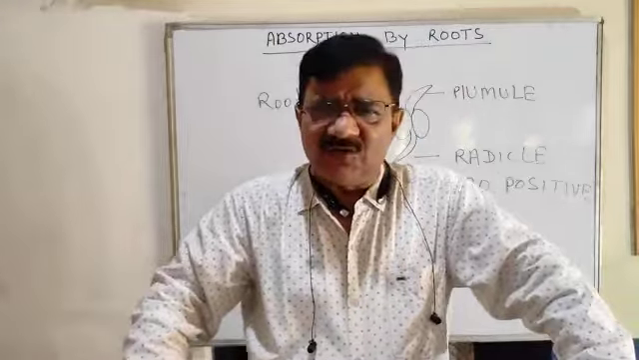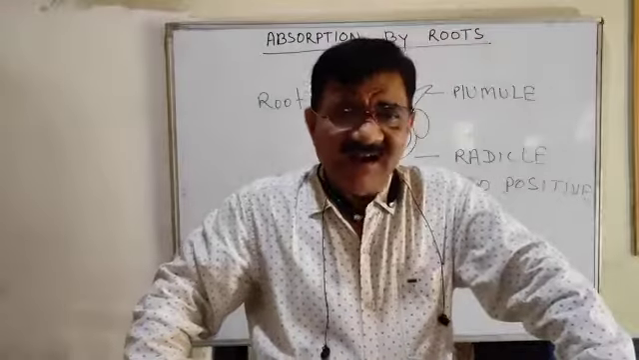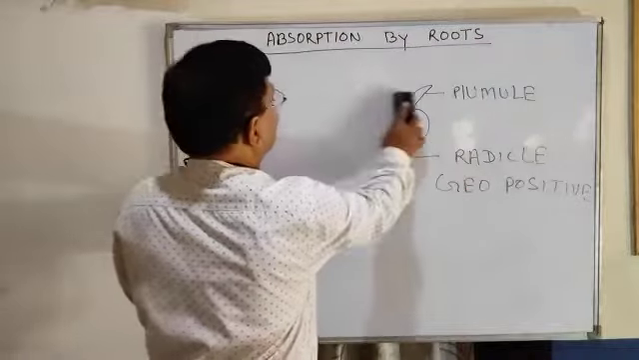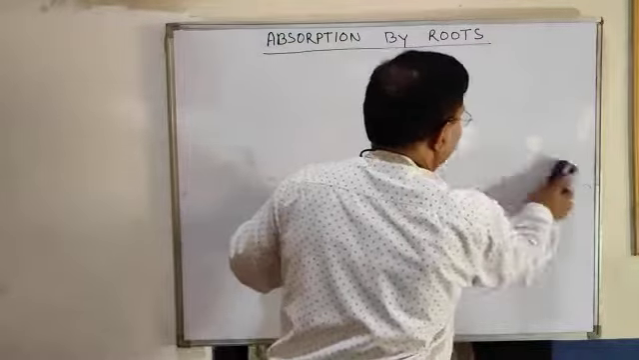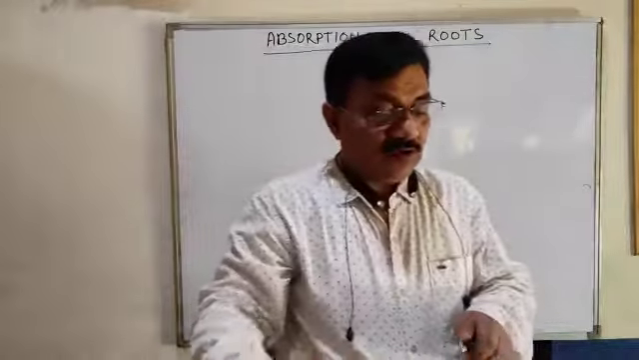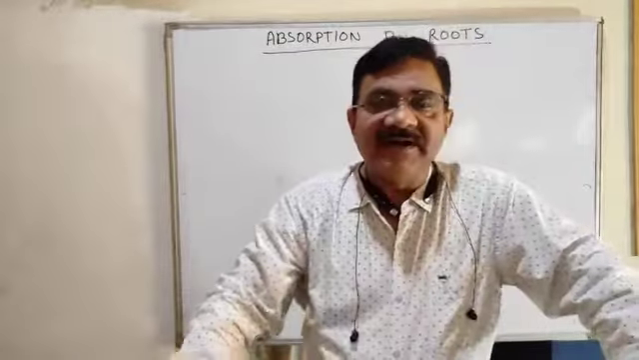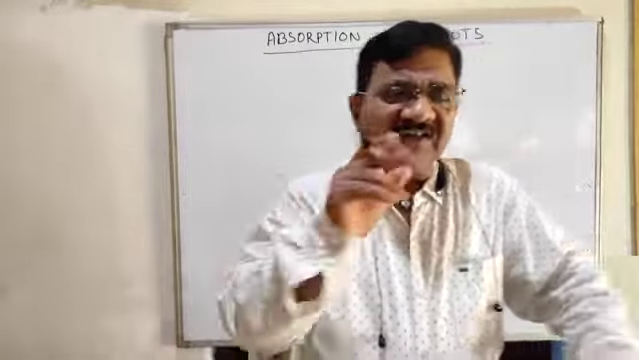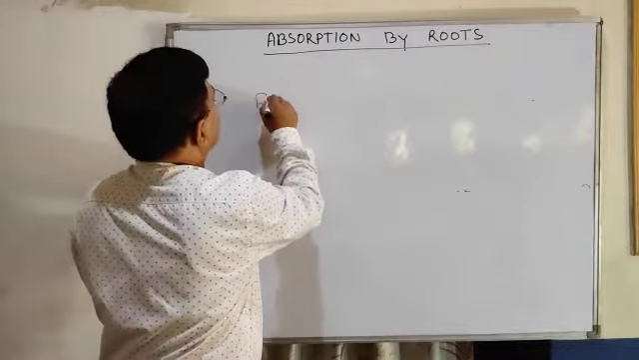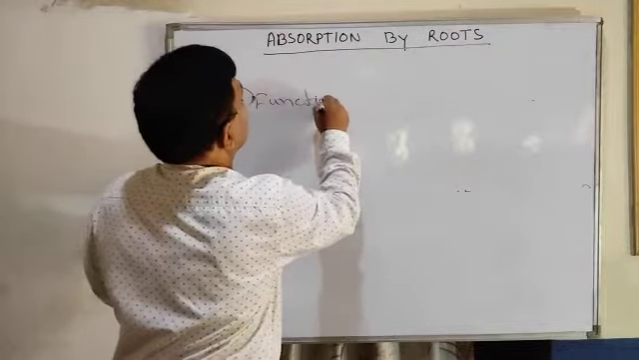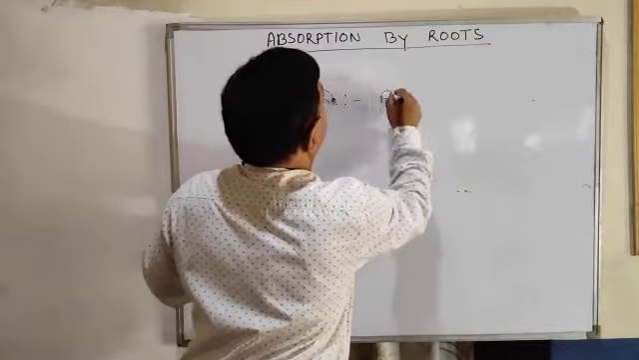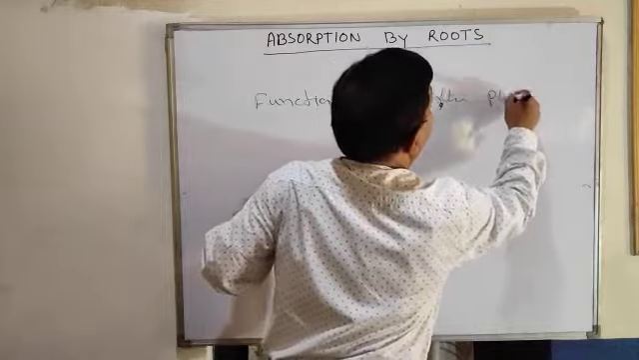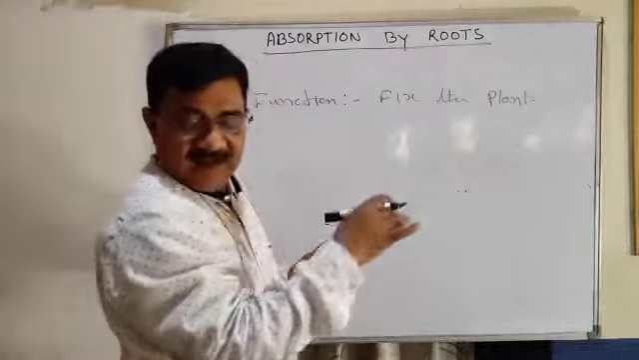So what is root? We have already discussed. Now here we have to discuss the functions of the root. What are the functions of the root? The first function is to keep the plant in a straight condition, to fix the plant. Otherwise the plant will fall.